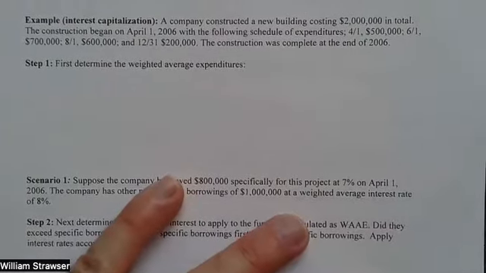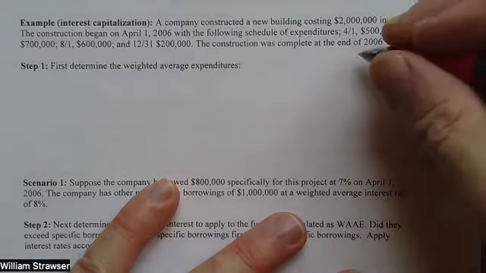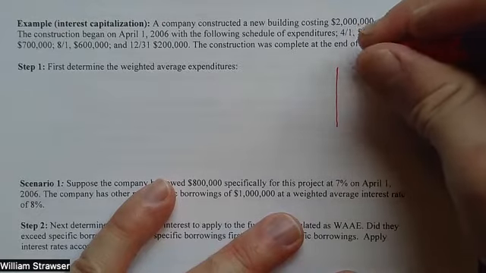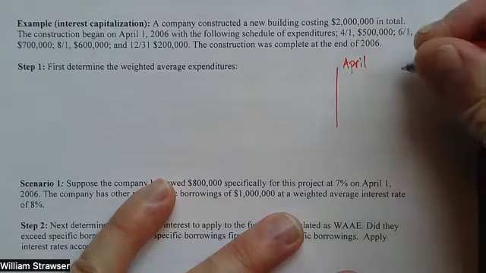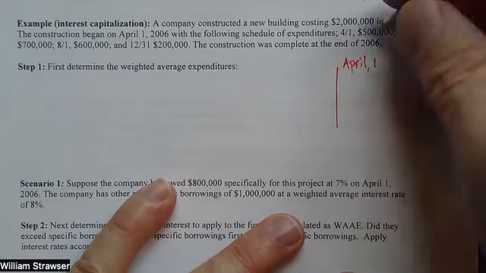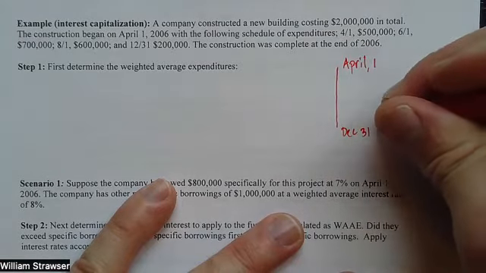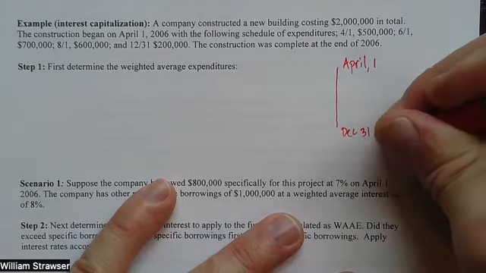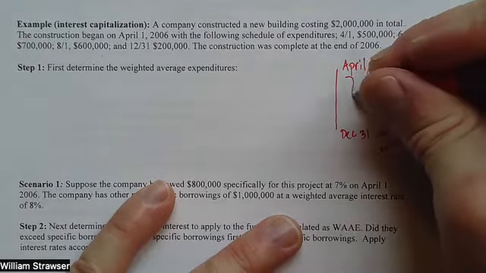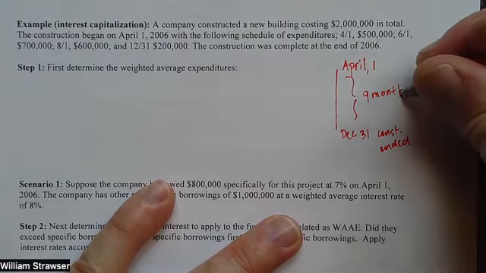So we have the construction project beginning April 1st, ending December 31st of 2006. We don't have to worry about going across a reporting period, which is nice, makes it a little bit more simple. So on April 1st, we spent $500,000. And then on December 31st, we have construction ending, which means that in this time period, we have 9 months. So the construction period lasted 9 months.